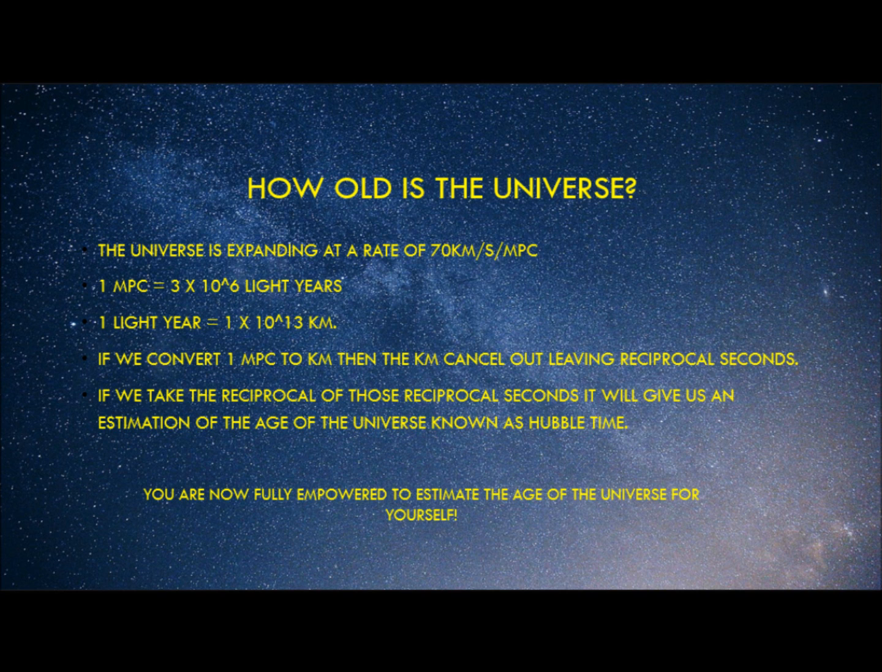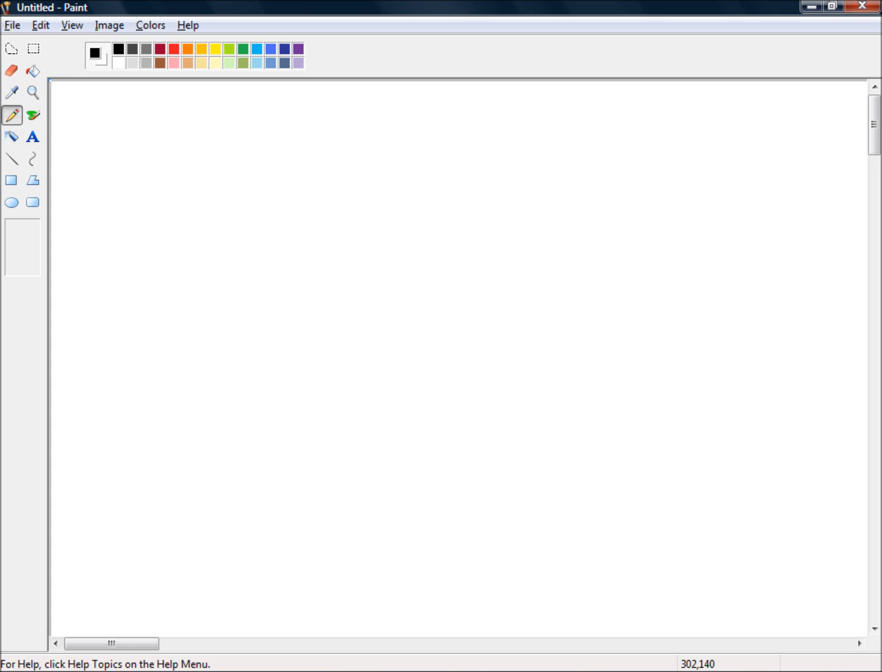If you can, pause the video, have a think about it yourself, and then I'll give you the answer at the end. Okay, so how did you get on with that? Let's have a look at our answer. We're told that the Hubble constant is 70 kilometers per second per megaparsec. Okay, first of all, let's just explain what that means.